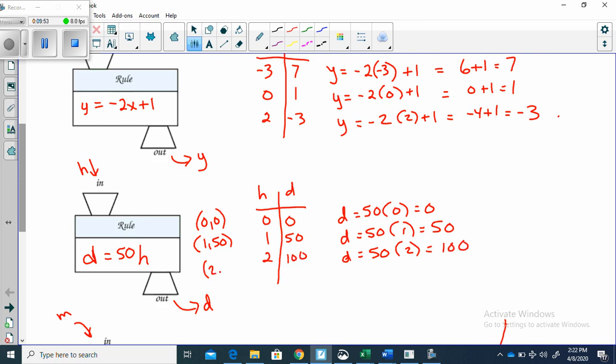If I wanted to plot this, I could easily plot it. Let's see, our first one is hours. This would be hours. Our y-axis would be miles, distance. 0, 0, okay. After 1 hour, let's say we've gone 50 miles, right there. Let's make this 100 miles right here. After 2 hours, you would have gone 100 miles. And what you plotted here is a linear equation.